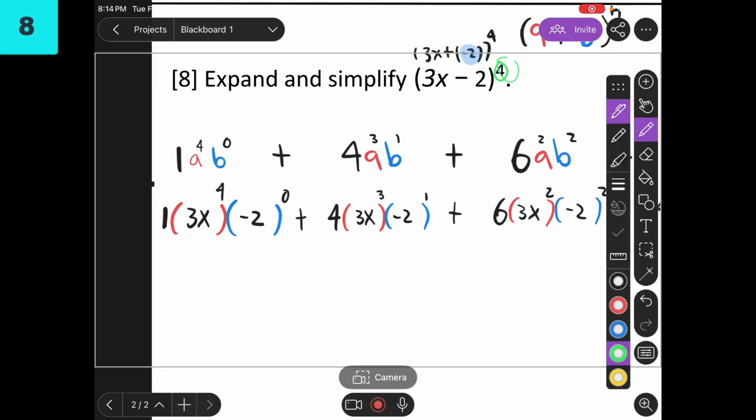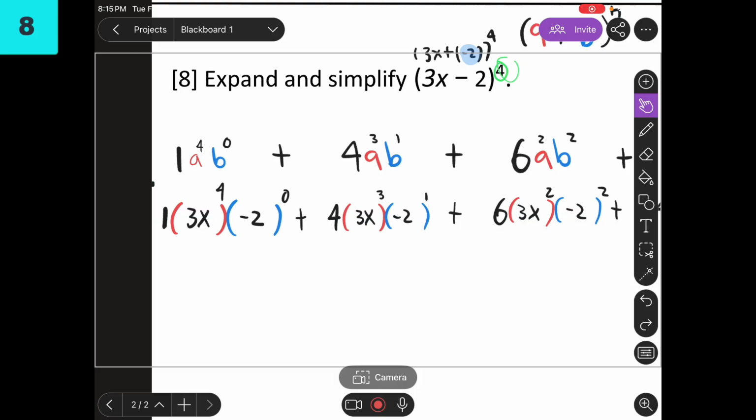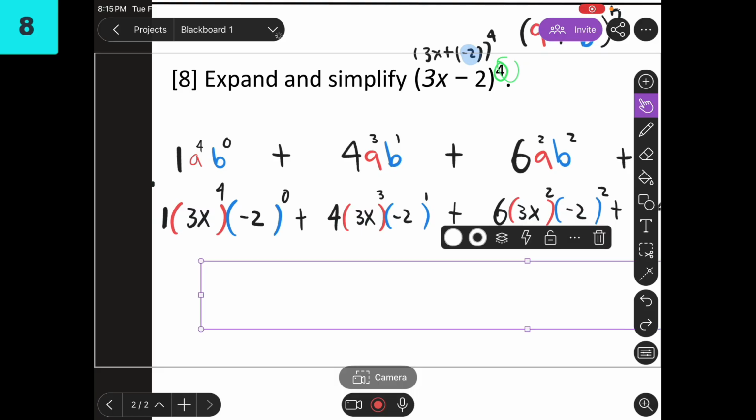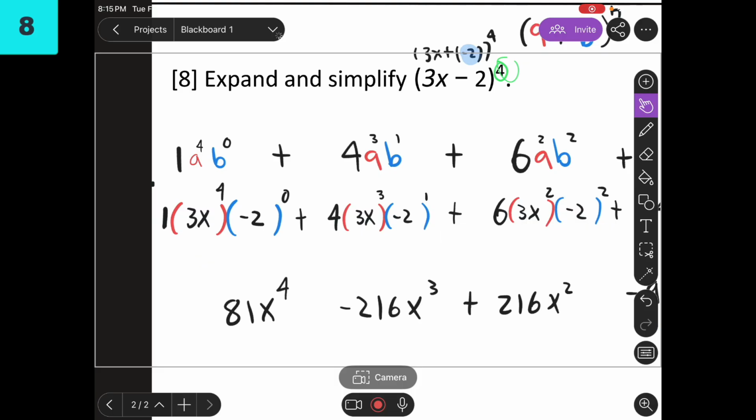So anything to the power of 0, in this case, just becomes 1. So the first term is just 3x to the power of 4, which in this case I think it's 81x to the power of 4. And you just keep repeating the exact same process, just simplifying.